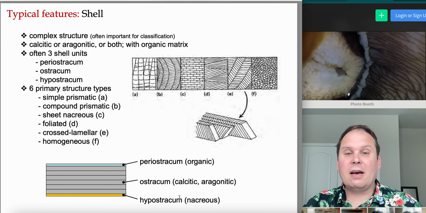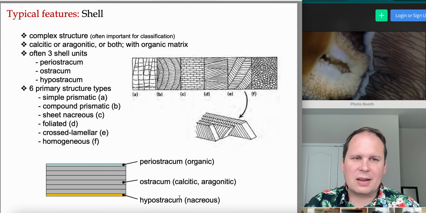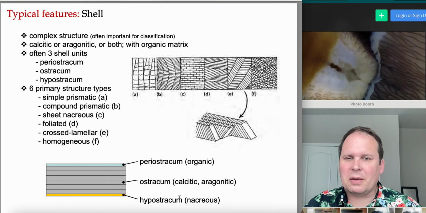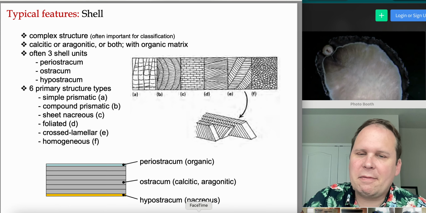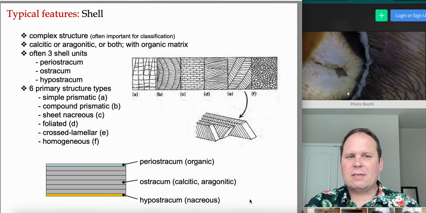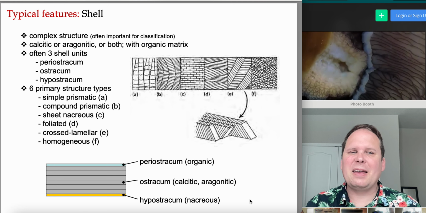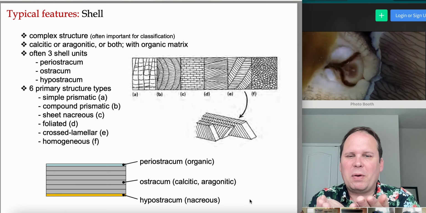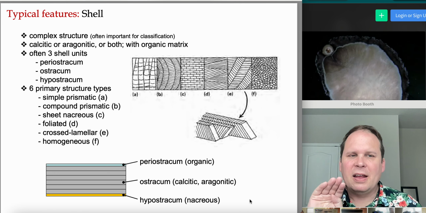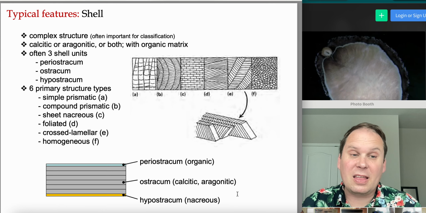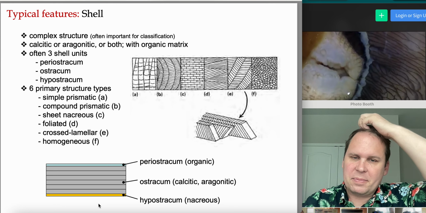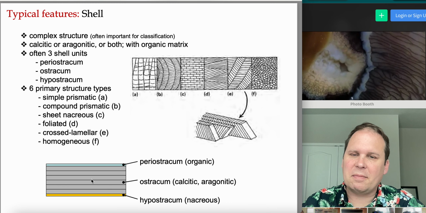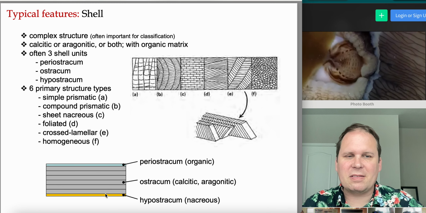It's going to be made of calcite or aragonite, depending on what we're dealing with. And then you'll have your nacreous layer, your hypostracum. That's often going to look like a pearl. So like when you open up an oyster, that's the nacreous layer that you are seeing in there. And it's just a thin layer on the surface. And the rest of the buildup is this sort of ostracum that makes up the rest of the shell.